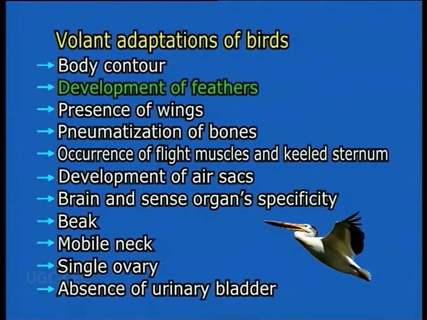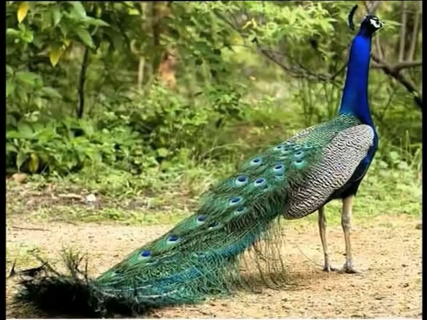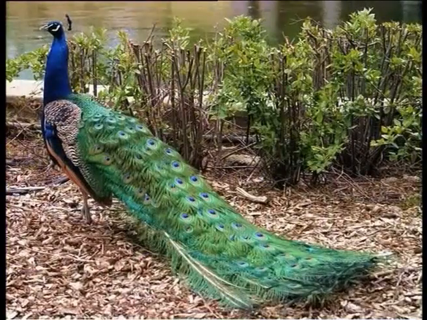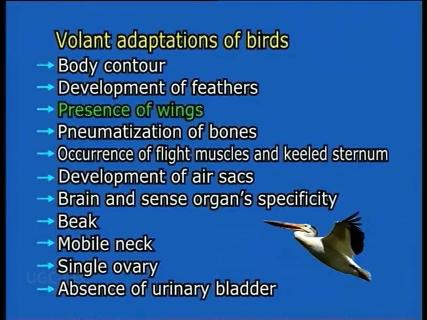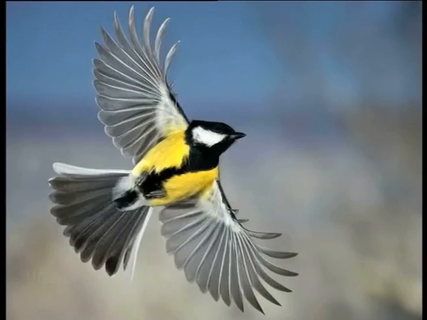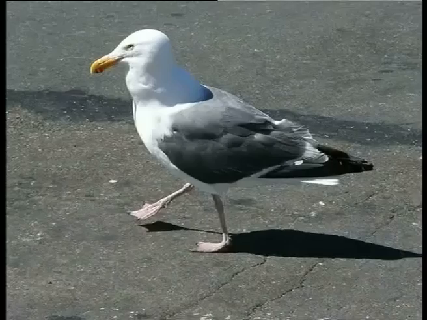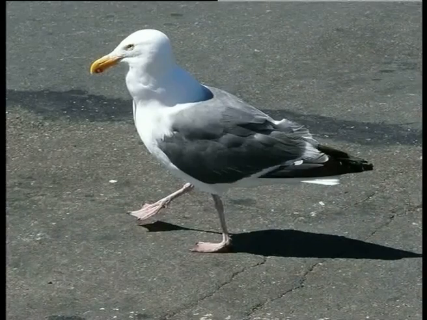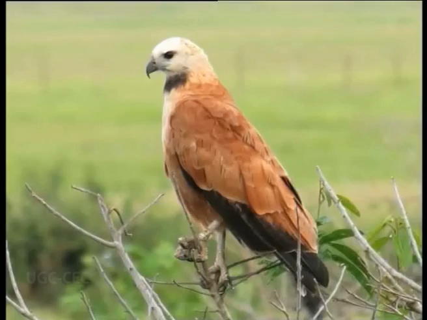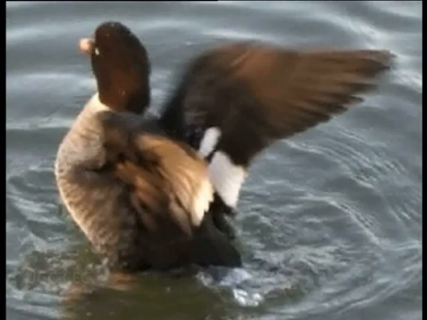Development of feathers. The entire body of the bird is invested with a close covering of feathers constituting the plumage. The feathers form the exoskeleton of birds. Feathers are light, elastic, waterproof and most important in flight. Presence of wings. In birds, the forelimbs are modified into wings helping in flying. The hind limbs or legs are large and variously adapted for walking, running, scratching, perching, food capturing and swimming.